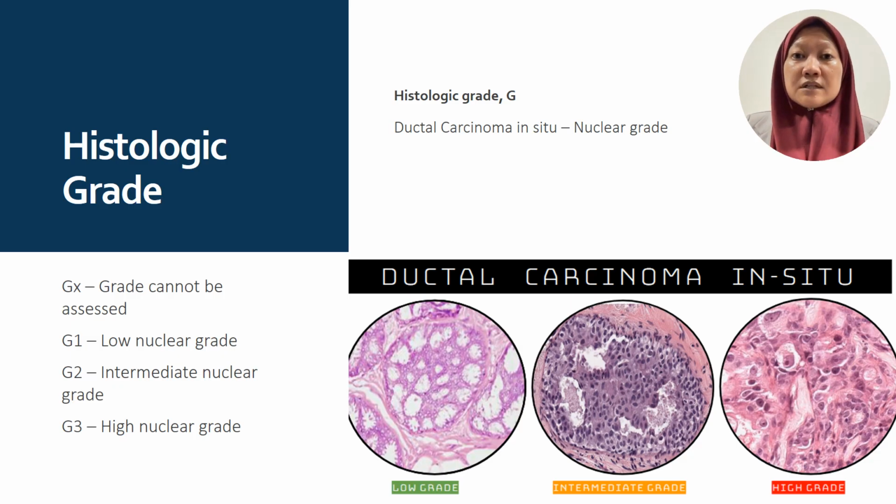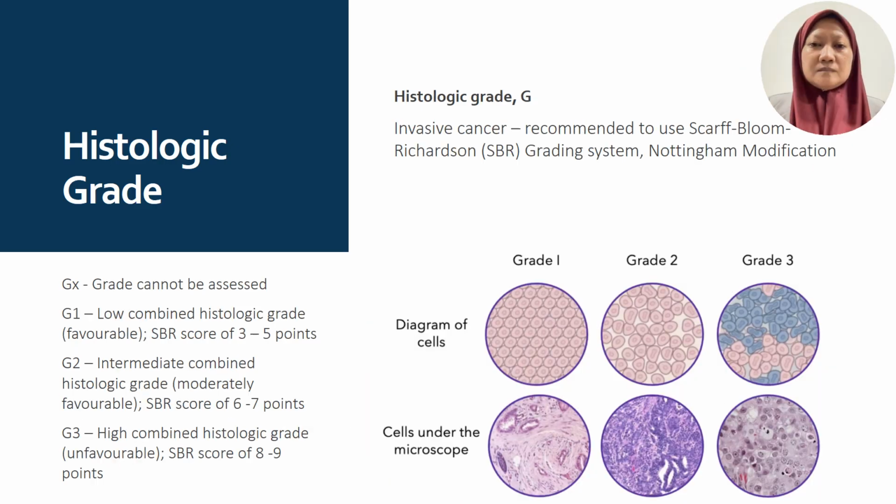The histological grade is a crucial factor that helps predict the behavior of the cancer. The grade of cancer indicates how abnormal the cancer cells look under a microscope. It also impacts the patient's prognosis. In general, the lower the grade, the better the prognosis. DCIS is graded on a scale that typically includes low, intermediate, and high grade.